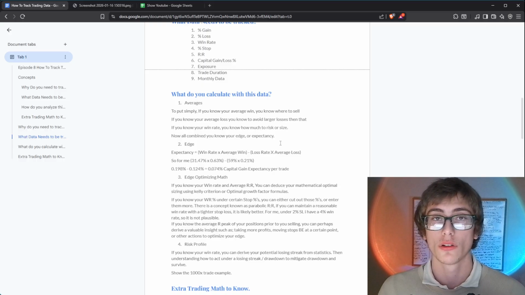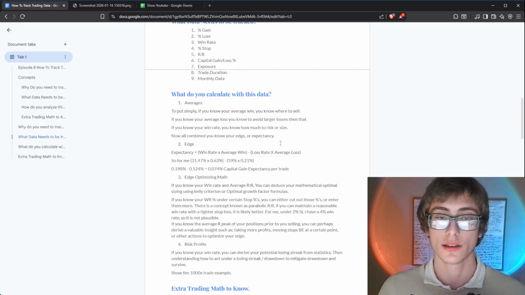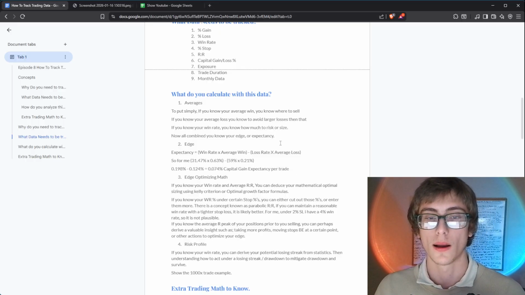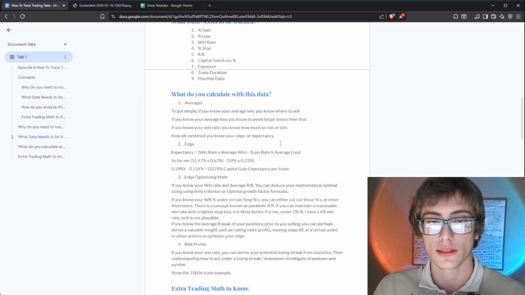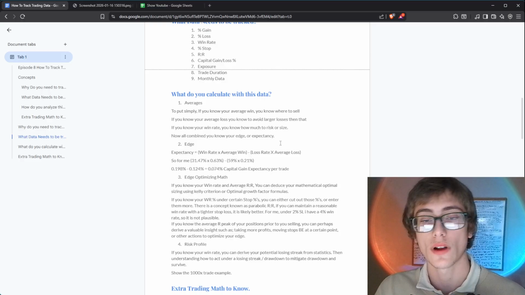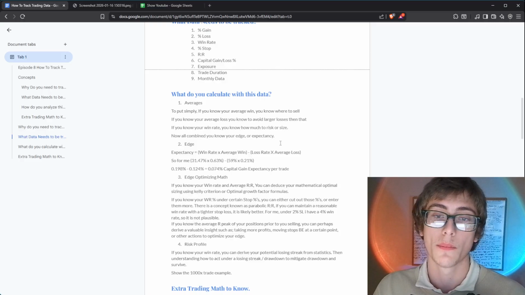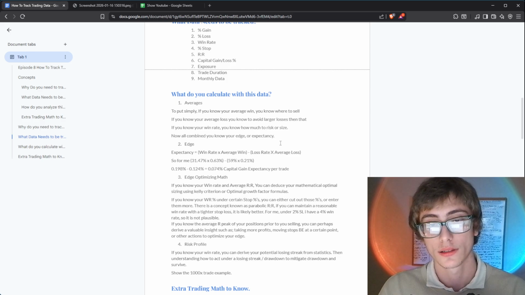So there's a lot to learn from your averages and a lot of valuable insights to deduce from your averages that you can use for your actions. But for point number two, you need to track at least those 3 points to know your edge. So expectancy is your win rate times your average win minus your loss rate times average loss.